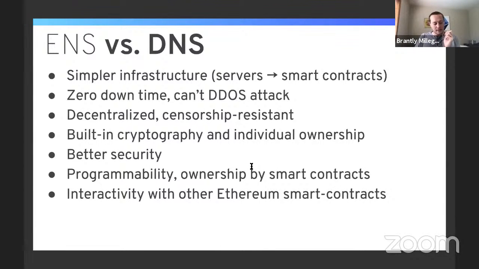So how does ENS compare to DNS? ENS obviously is simpler infrastructure. Rather than having servers, we have smart contracts. Zero downtime, you can't DDoS attack it because you could be running your own local node. In fact, you could be not even connected to the internet and you could be resolving ENS names if you have an Ethereum full node on your computer. Of course, it's decentralized and censorship resistant. It has built-in cryptography and individual ownership, like self-custody. That doesn't exist on DNS. That doesn't even make sense. Which I think leads to better security. And of course, I've mentioned programmability and interactivity, or composability with other Ethereum smart contracts. Totally revolutionary.